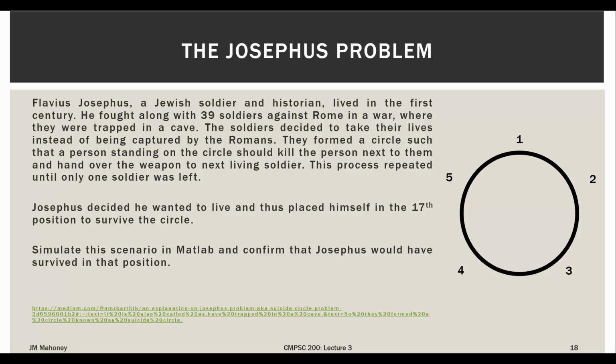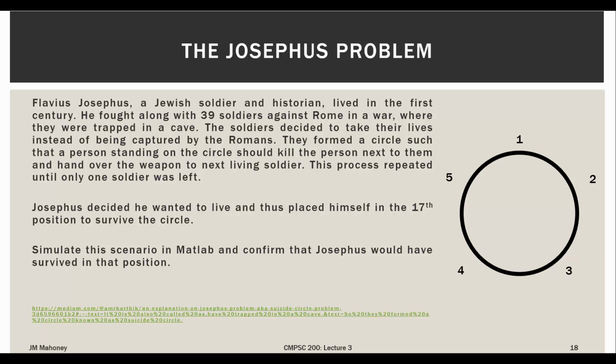They decided they were going to form a circle, and then they were going to have a sword, and one soldier was going to kill the soldier next to him and then pass the sword on to the next living soldier, who would do the same. And this process would keep repeating around the circle until only one soldier was left, and then he would be captured by the Roman army.